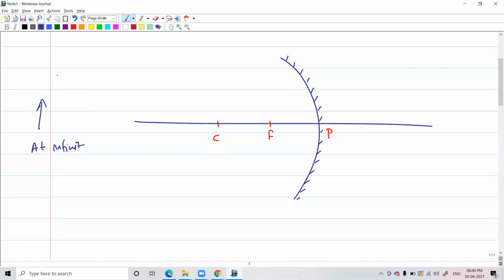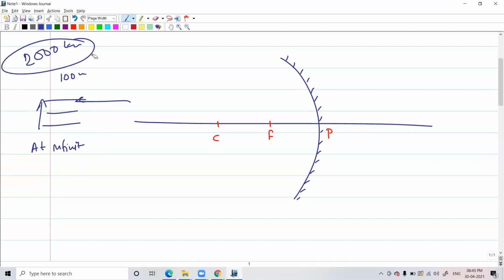Now, if it is 100 meters apart, still it will be this case. And if it is 2000 kilometers apart, still it will be at infinity only. Both the cases. You know, light can come from very, very far away, right? It could be billion kilometers also. Even you can project an image of a star also on this mirror. So that light would have come from star, imagine, light years away.